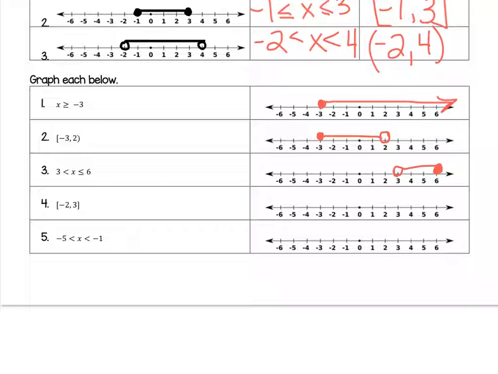Number 4, both -2 and 3 are included. Therefore, we'll have a filled in point here and there. And we're going to shade in between them to model that all of the points in between -2 and 3 are included. Lastly, number 5, both points appear to be open at -5 and -1 because we can't equal them, and we shade in between.